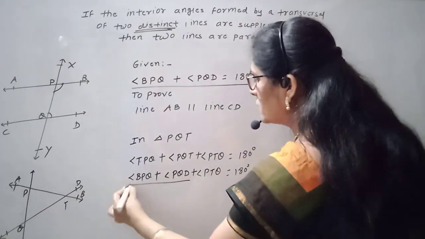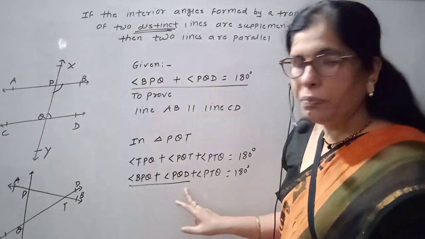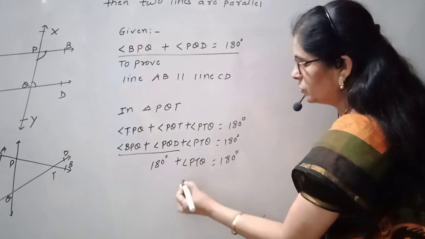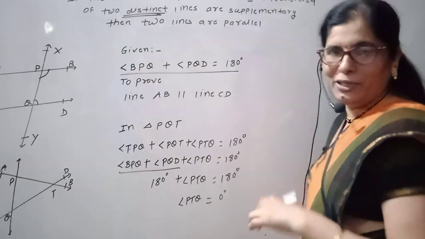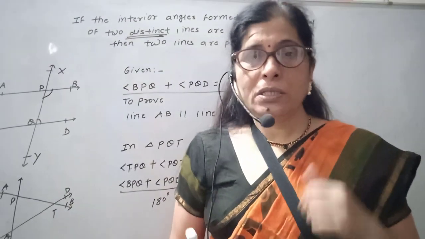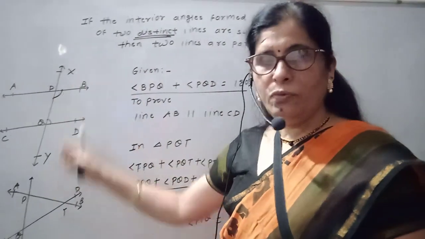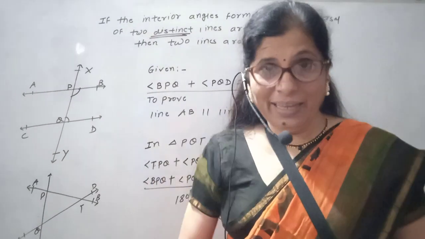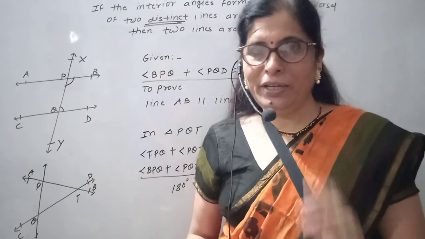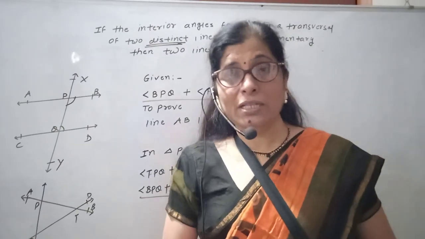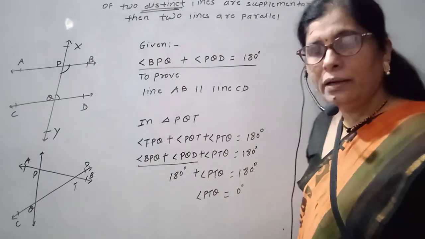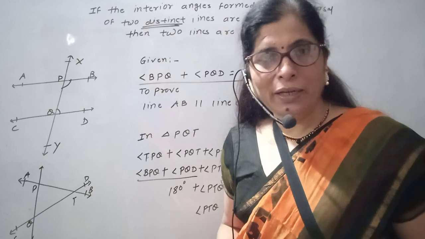But given is that sum of measures of these two angles, which two angles? BPQ and PQD is 180 degree. It is given, plus PTQ is equal to 180 degree. So PTQ is 0. Now, according to Euclid's postulate, if the sum of measures of interior angles formed on one side of the transversal is less than 180 degree, then these two lines intersect each other. Agree? Here the sum of measures of two angles is 180 degree, means it is equal to 180 degree.